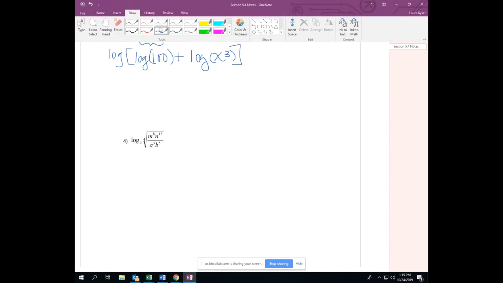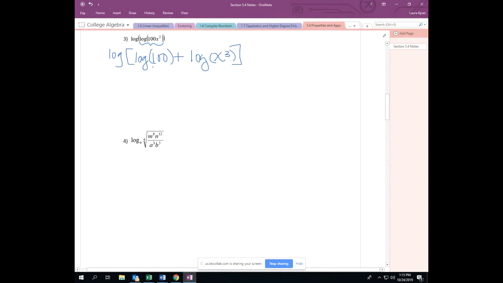Now, because this is a common log, it's understood that the base of all these logs is 10. You don't have to put it on here. I'm just putting it on here for a second so you can see it, because it makes it a little bit more clear that we want to rewrite this 100 as the power of 10. Instead of having log of 100, we want log of 10 squared. Plus, in the other one, we're not going to rewrite anything, but we are going to take this power and drop it down to the front. 3 log x.